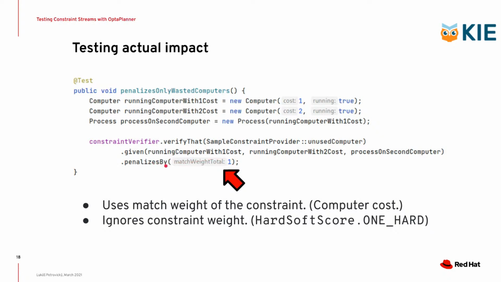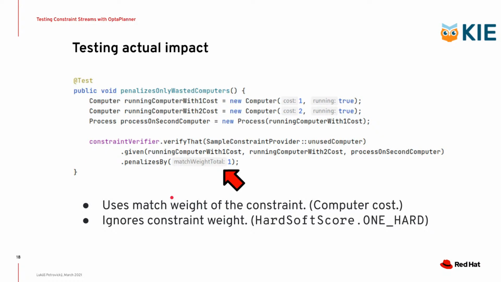By using penalizes by, you get to distinguish which things actually penalized and the value of the penalty. So not only do you know that it was this computer which caused the penalty, but you also know that the penalty was of size 1, which is also important information when you want to guarantee the stability of your scoring function.